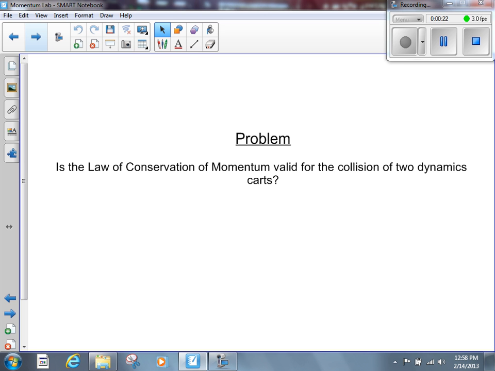Last couple weeks, we've been saying that the law of conservation of momentum holds. We've been doing lots of problems assuming that it holds. Today we're going to make sure that in fact it does hold.